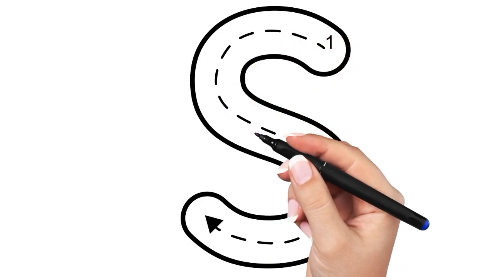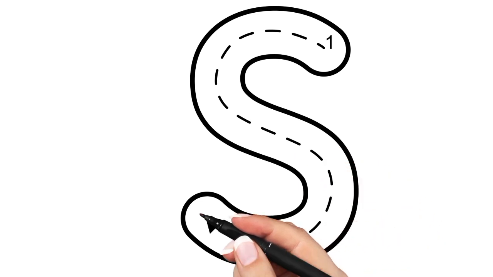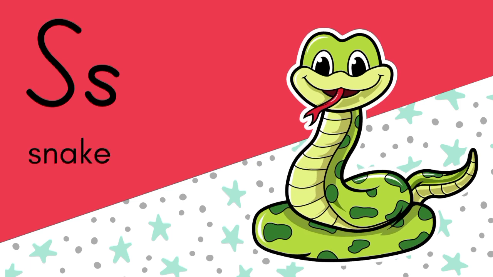1. Draw a one-time curve line and bend it inwards first and then outwards. Here is our S. And S is for snake.